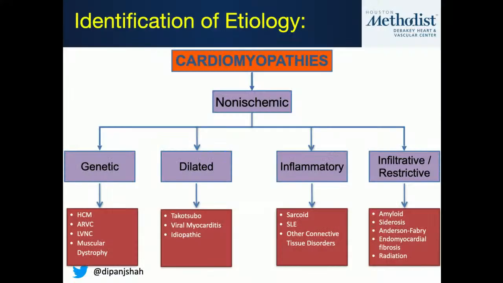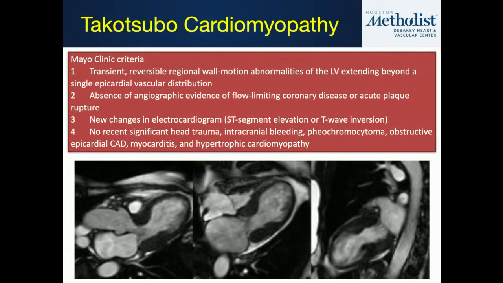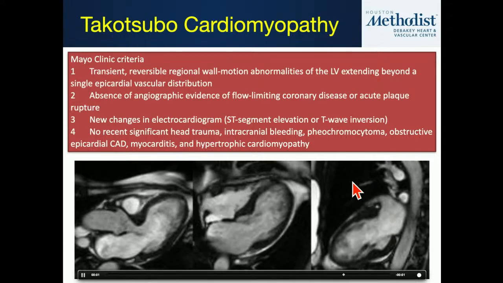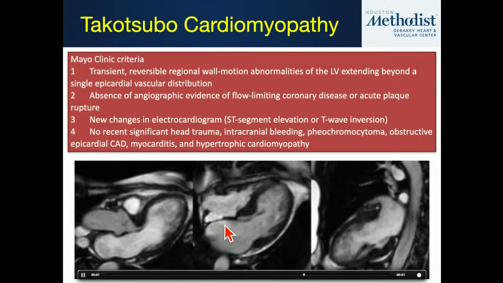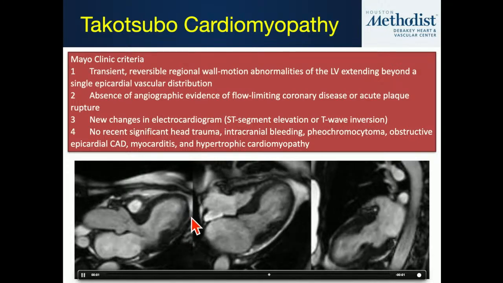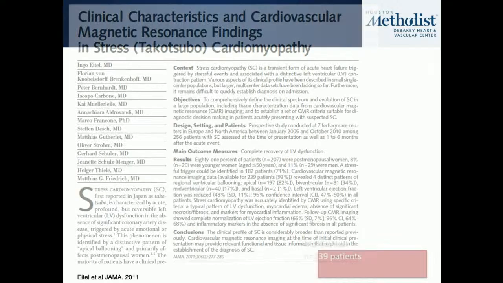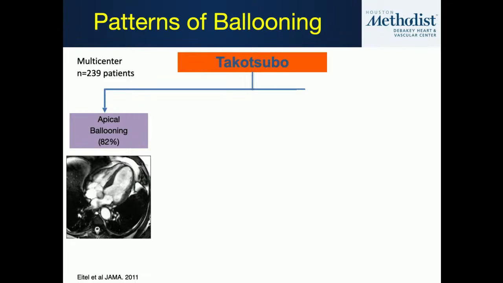Let's move next to dilated cardiomyopathy, and I'll wrap this up here in the next few minutes. Here's a patient who comes in. You all know the classic criteria for Takotsubo, which are shown here. And if I show you this example patient, you can see there's a large wall motion abnormality all along the mid and apical segments. This was a multi-center series that looked at a cohort of almost 250 patients that presented with suspected Takotsubo. And what you'll notice is that most of them, over 80%, had that classic pattern where the mid and apical segments were the ones that were abnormal.